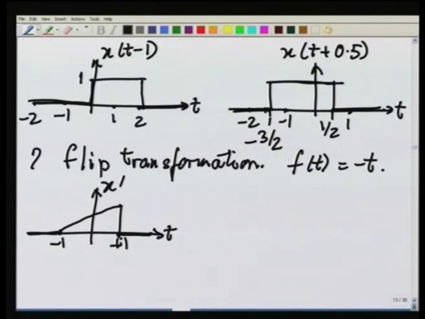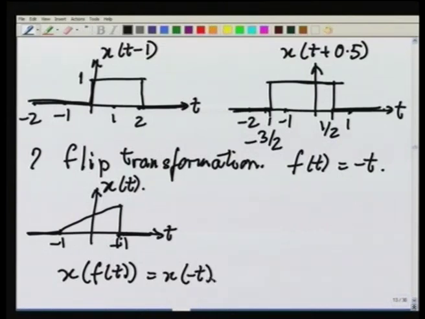So, let us say that this is x of t. We want to plot x of f of t, which comes out to be x of minus t. That is what we want to plot. Let us plot that here. How do we find out what is x of minus t? The procedure is exactly the same as before.